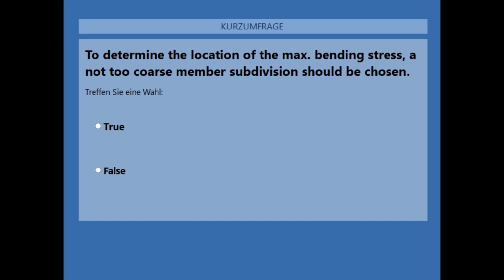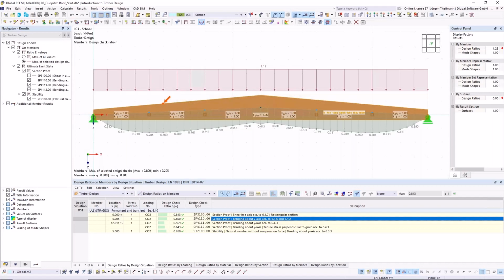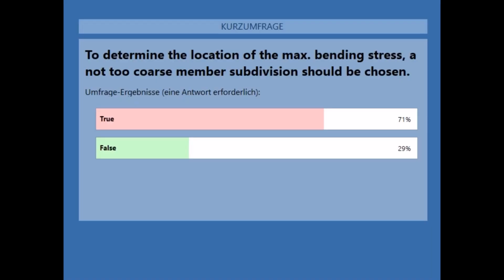3, 2, 1. Okay, I send you the results. Oh, I hope I didn't put too much pressure on you, because until the moment I gave you 5 seconds, there were more true answers. Yes, the statement is true, because a too coarse member subdivision would be the second example I gave you, where I set the subdivisions to the number of 2, where we had this exact kind of results.